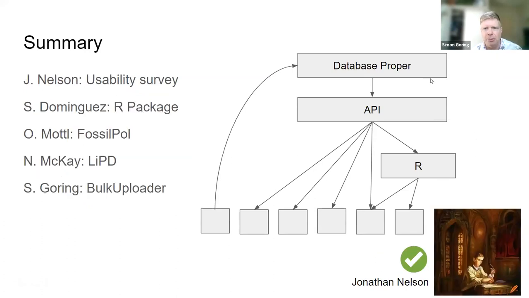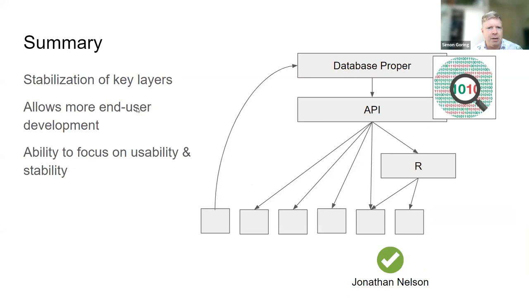One of the reasons I wanted to show it this way is that when we got into the comments and the discussions from users at the end of the meetings, one of the key things is that as these pieces have now stabilized, and to a lesser degree the R package, this is really opening up the opportunity to build these end products down here, which will allow more end user development and allow us as a core informatics team to focus on usability. So with Jonathan Nelson down at the bottom and stability of these products here.